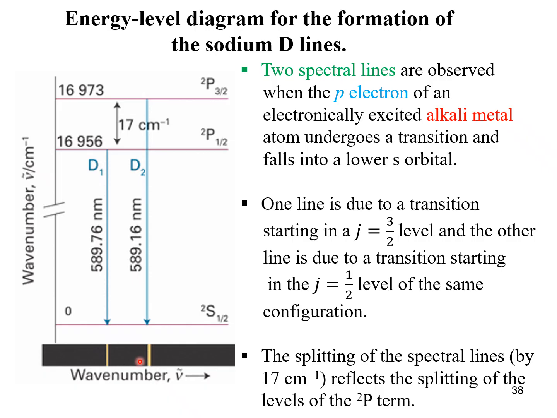One line is due to the transition of the electron from the J equals 3/2 level, and the other is due to the transition starting in the J equals 1/2 level. So the splitting, the distance between these two lines, is approximately 17 wave numbers, which also reflects that the energy difference between these two levels is about 17 wave numbers.